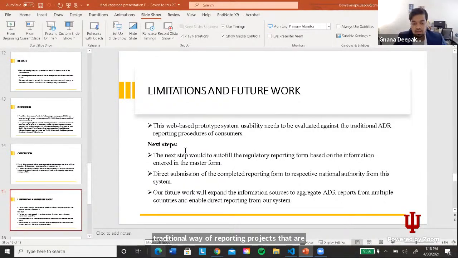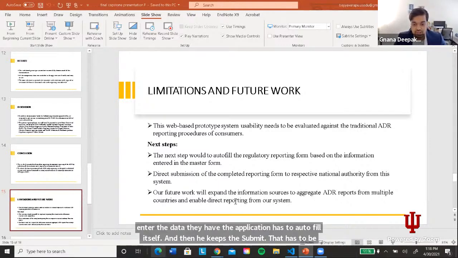The next step in this project would be to autofill the regulatory reporting form. The common form we have developed, our aim is to autofill by mapping the data components of the actual reporting forms. So whenever users enter the data in the app, the application has to autofill itself, and when the user clicks submit, it has to be directly submitted to the respective regulatory authority. And our future work will expand the information sources to aggregate the ADR reports from multiple countries and enable direct reporting from our system.